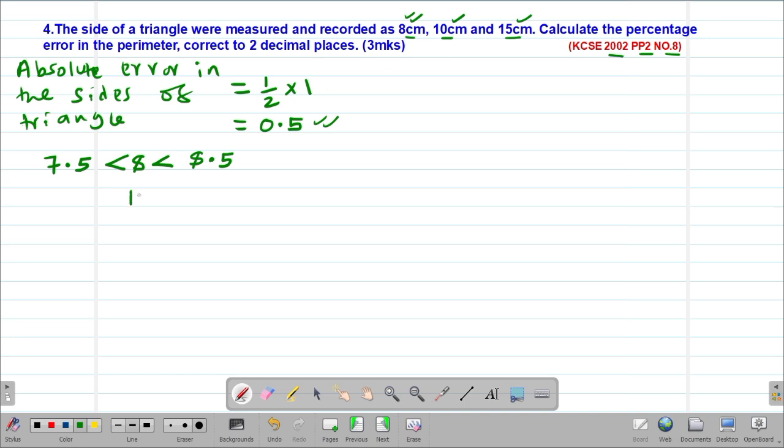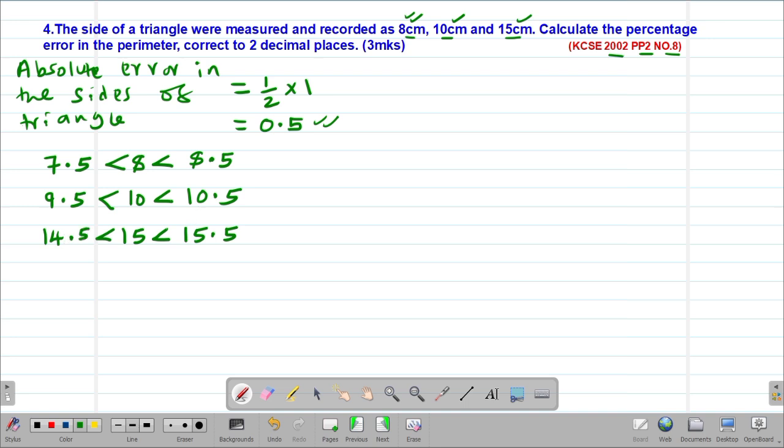We also get the limits within which 10 exists. The upper limit will be 10 plus 0.5, which will give us 10.5. Then the lower limit will be 10 minus 0.5, which will give us 9.5. Then the other side is 15 centimeters. The upper limit will be 15 plus 0.5, which will give us 15.5. Then the lower limit will be 15 minus 0.5, which will give us 14.5.